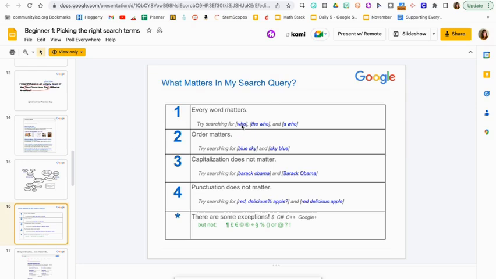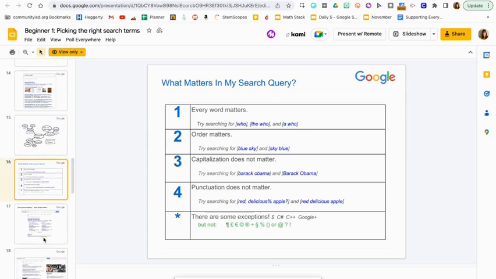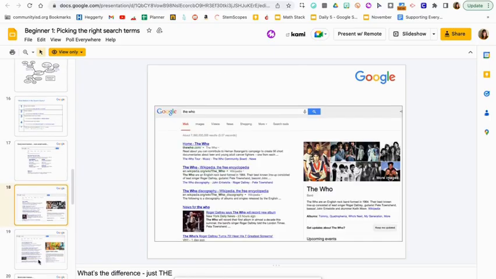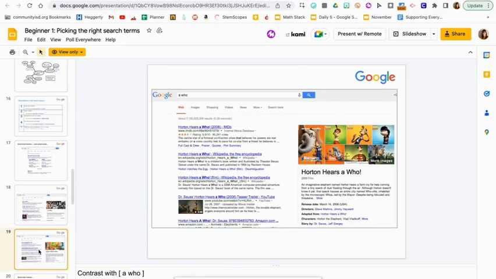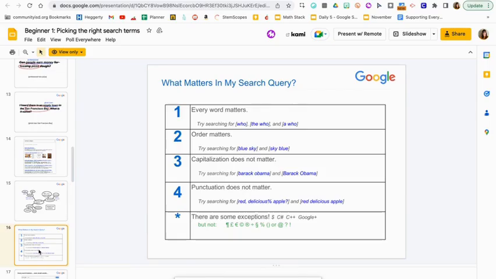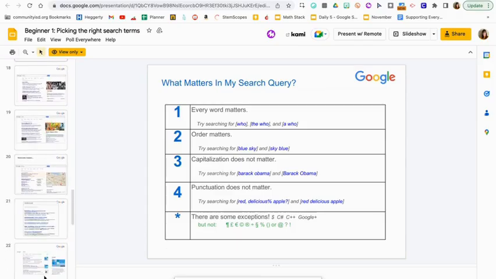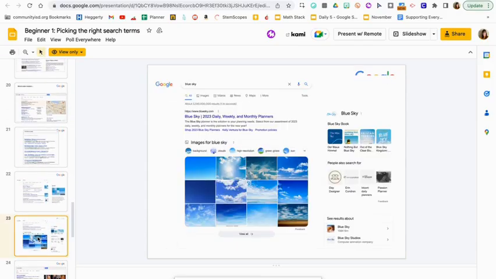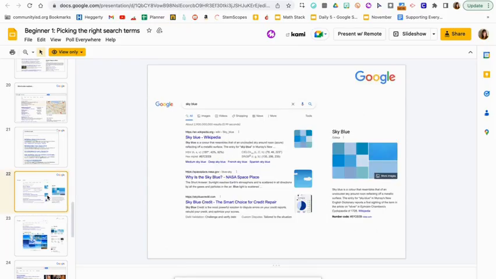We can also look at what matters in a search query. Every word matters. For example, if we search who, the who, or a who, we get vastly different results. Also, word order matters. If we search blue sky and sky blue, we get very different results. Here we see if we search blue sky, we get the calendar maker company, Blue Sky. If we search sky blue, we get information on the sky and why it is blue.